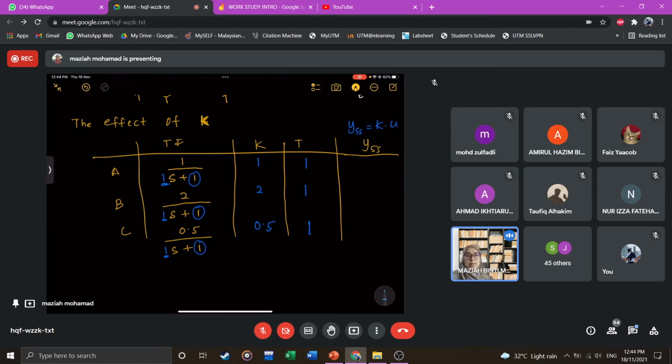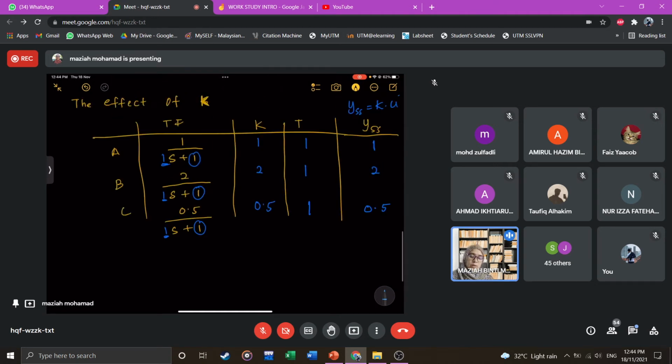So by knowing the K, we'll be able to calculate the Y steady state or Y final. The input is a unit step input, 1. So 1 multiplied with 1, the final value will be 1. For system B, 2 multiplied with 1, the final value will be 2. And system number 3 is 0.5 multiplied with 1. U equal to 1.